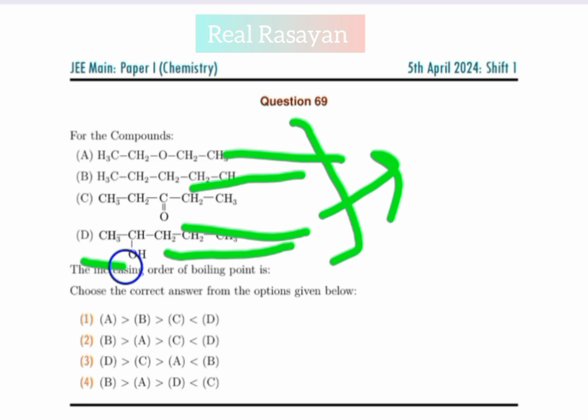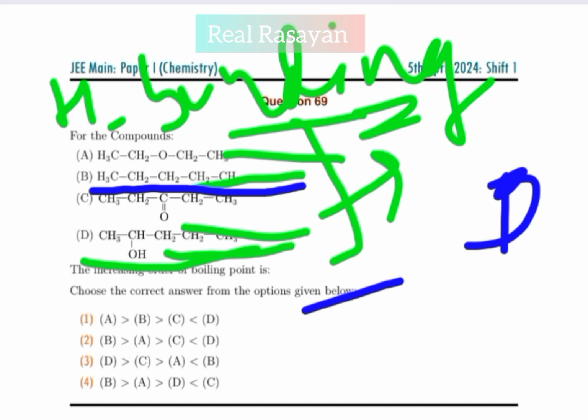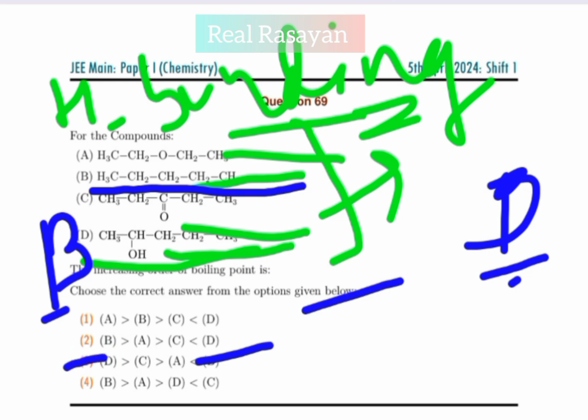So the highest boiling point is of the alcohol due to the presence of hydrogen bonding, and the lowest type of intermolecular interactions are weak van der Waals forces. So highest boiling point is of D and lowest boiling point is of B. So directly out of these two options, if we check the answer, highest will be D and lowest will be B.